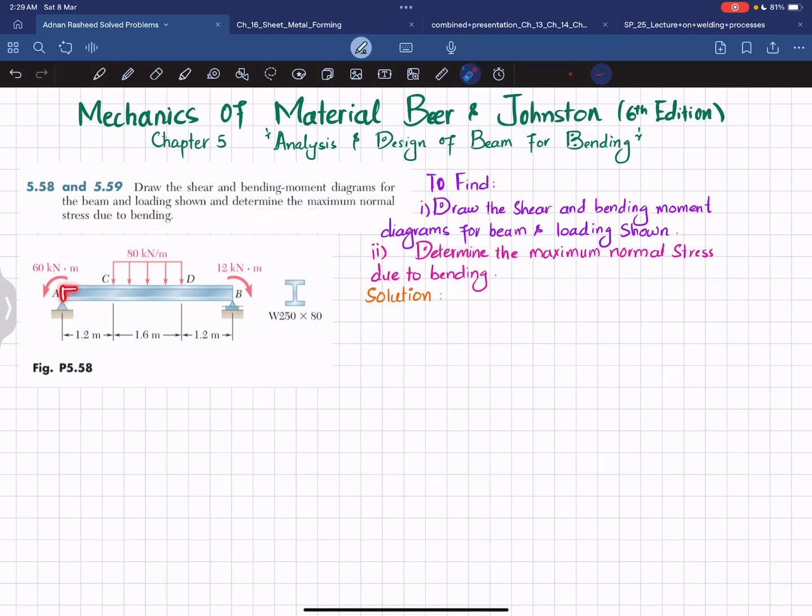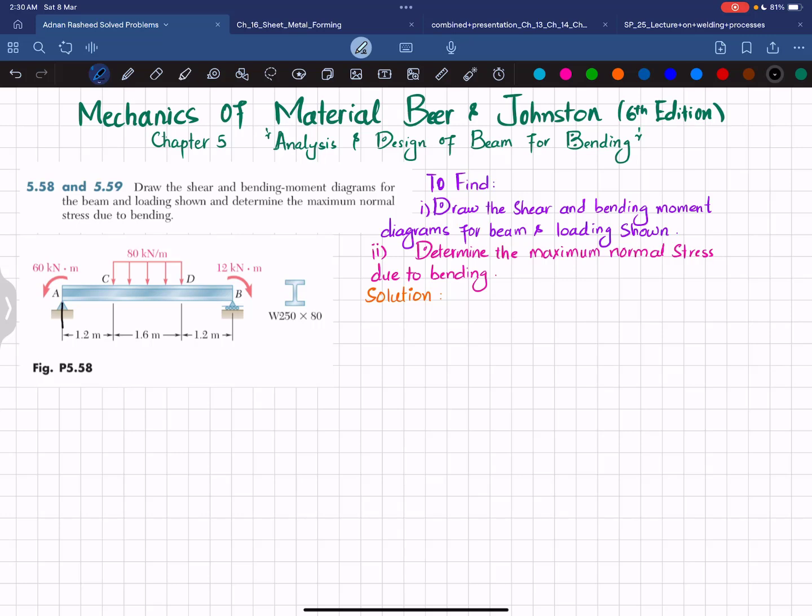You can see this is a simply supported beam AB having a pin support at point A and a roller support at point B. There is a uniformly distributed load from C to D of 80 kN per meter. At point A, we have a counterclockwise moment of 60 kN·m, and at point B a 12 kN·m clockwise moment. This is a wide flange beam, W250 by 80. So you have to draw the shear and moment diagrams. Let's start with the solution.